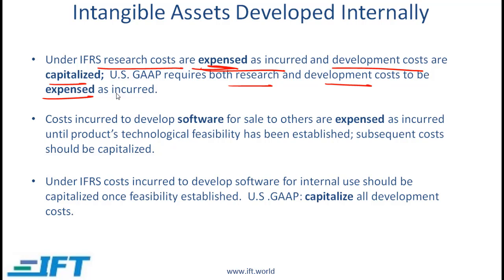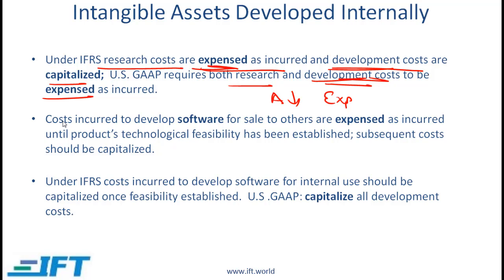As an analyst, you need to be careful about this, because if you are comparing a US GAAP company with an IFRS company, then the IFRS company is likely to have a higher asset value because it is capitalizing the development cost, whereas the US GAAP company is likely to have lower asset values and higher expenses because this company is expensing development costs.